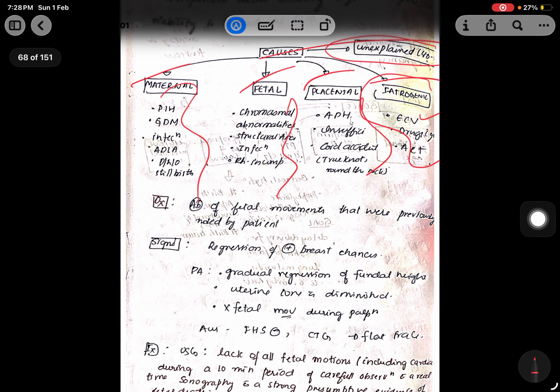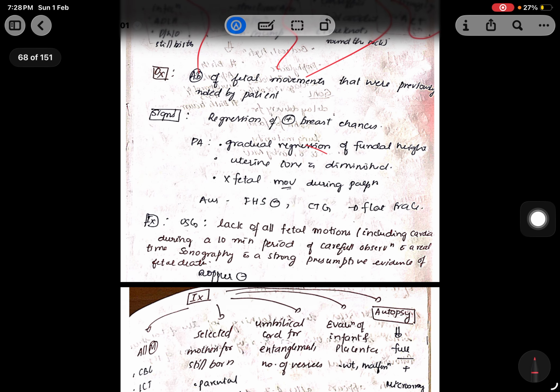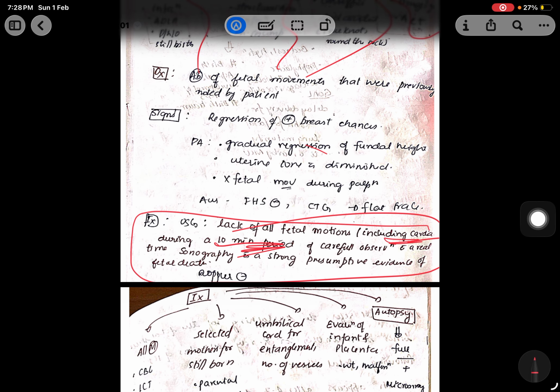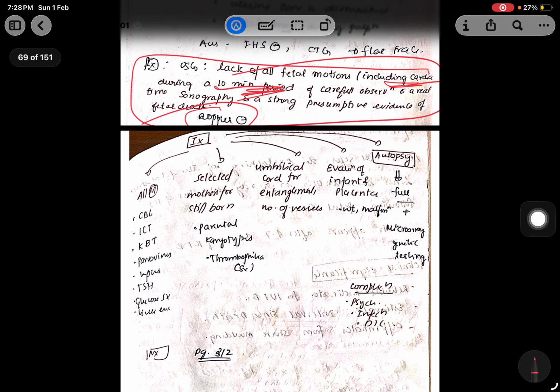Anywhere you can mention all the complications. Okay. And this is how you do a diagnosis. I'm sure you can understand it. This is the major thing. What is the major thing? Cardiac activity absent for a 10-minute period under careful observation. And also Doppler should be negative. Again, how do you go with investigation? You have to write the aims again. Make sure you write all these things.